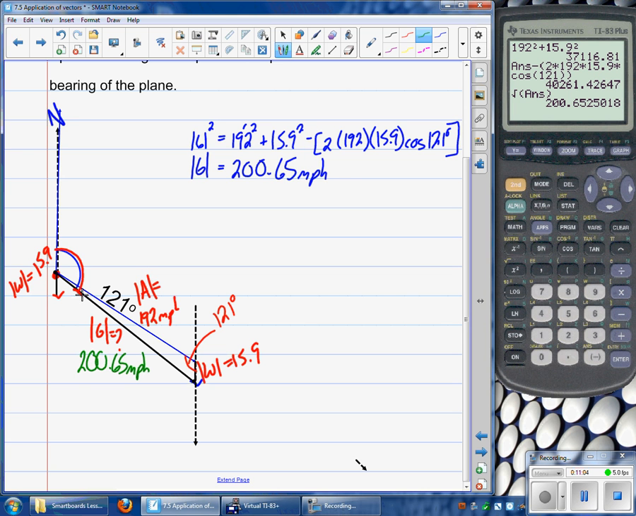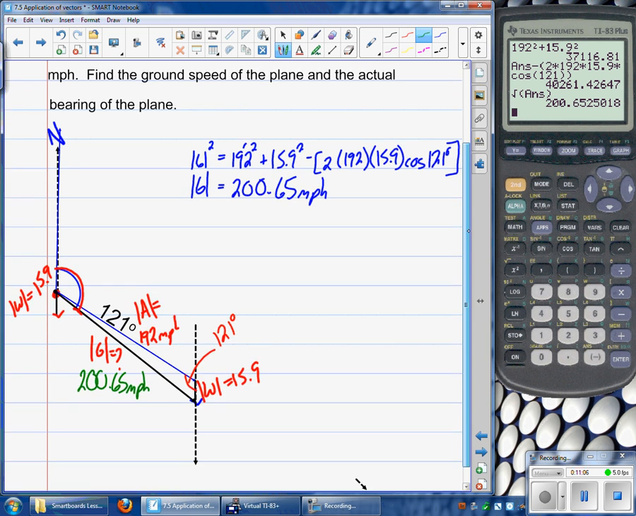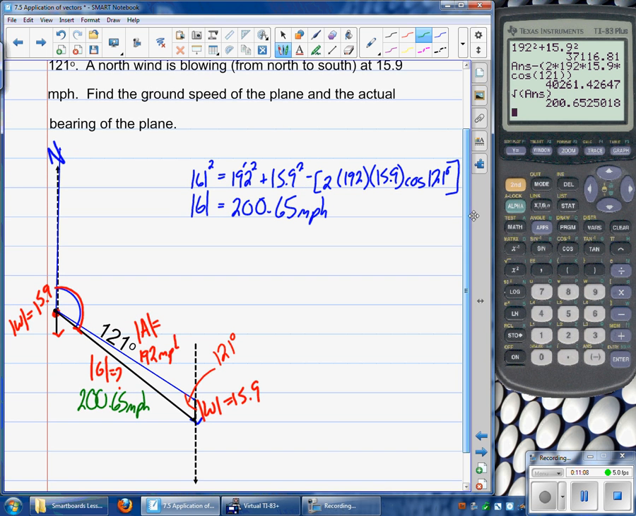Now, the other part of the question here says we want to find the ground speed of the plane and the actual bearing. So now we need to find the angle, the red angle there. Let's call it theta at this point. And we know it's 121 to the blue line. We just need to know what this little sliver is between the blue vector and our ground speed black vector. And if we can find that, we should be able to add that to 121, and that'll give us the actual bearing of our plane.